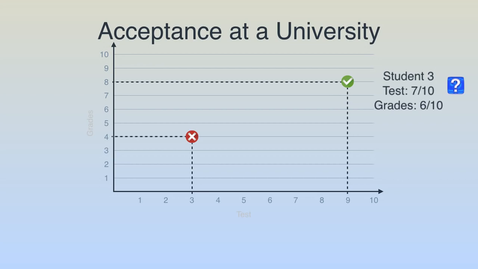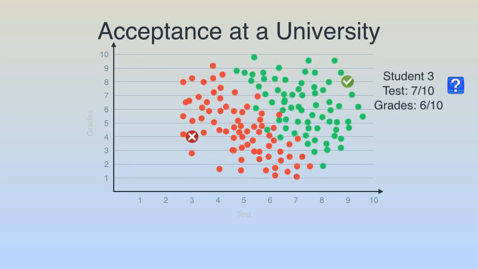So we look at the previous data in the form of all the students we've already accepted or rejected. And it turns out that the previous data looks like this. The green dots represent students that we've previously accepted, and the red dots represent students that we've previously rejected. So time for a quiz. Based on the previous data, do we think student 3 gets accepted, yes or no?